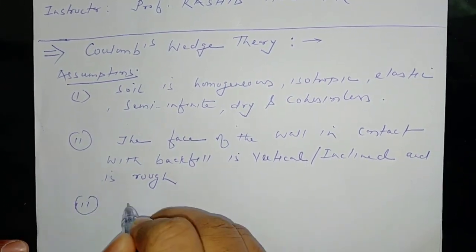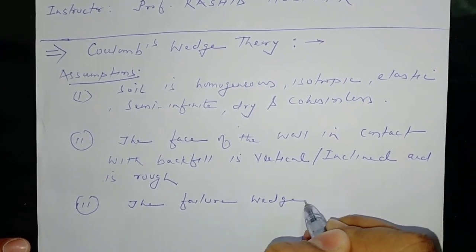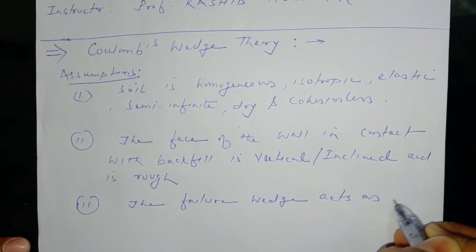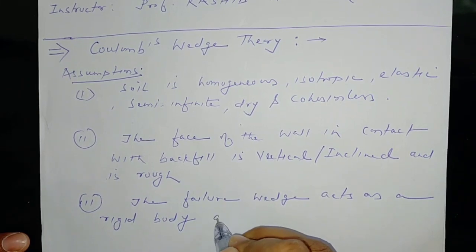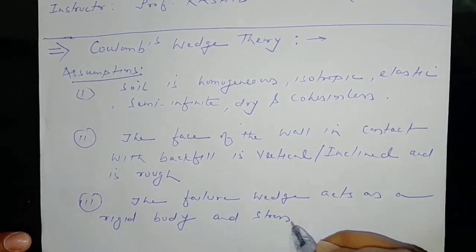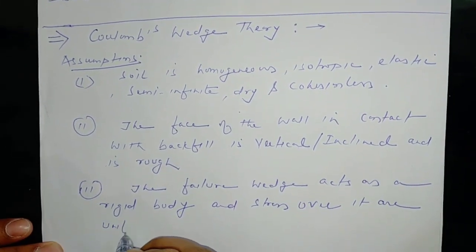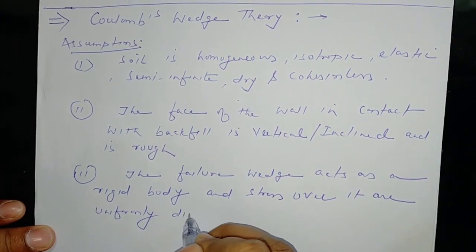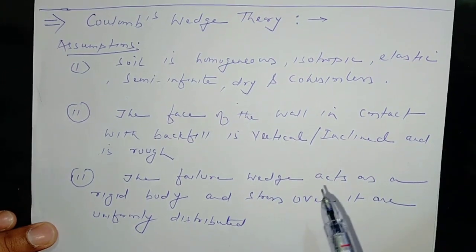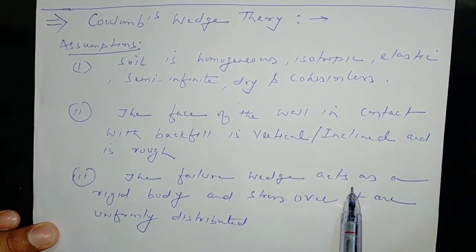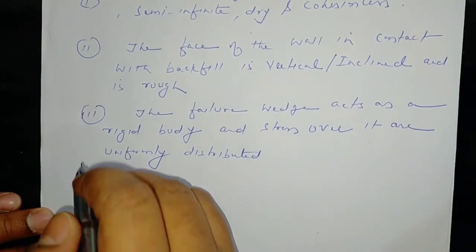Third assumption: the failure wedge acts as a rigid body and stresses over it are uniformly distributed. So we have seen the failure wedge behind the back face of the wall. The entire failure wedge acts as a rigid body and stresses over it are uniformly distributed.